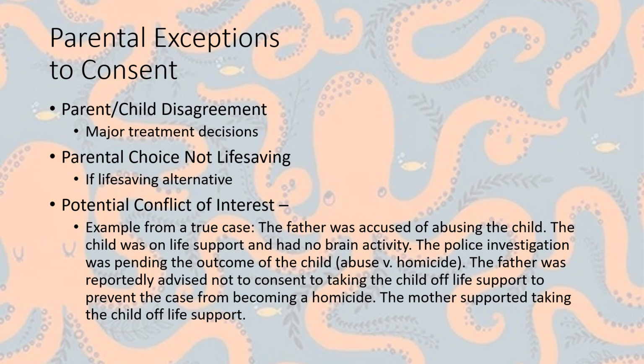Also, we think about if the parent is making a choice for their child that is not life-threatening. So for example, if a parent refuses a vaccine, we don't just go in and get a court order to override their decision because it's not life or death. With blood products, we would, because that would be potentially life-saving, and not getting the blood would be life-threatening. So that is something that's important in the decision making.